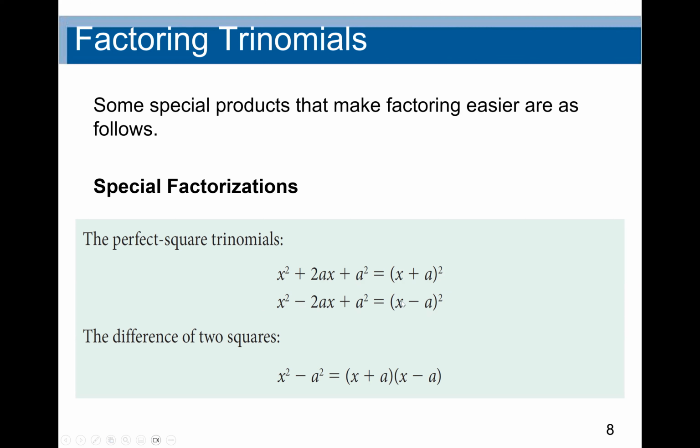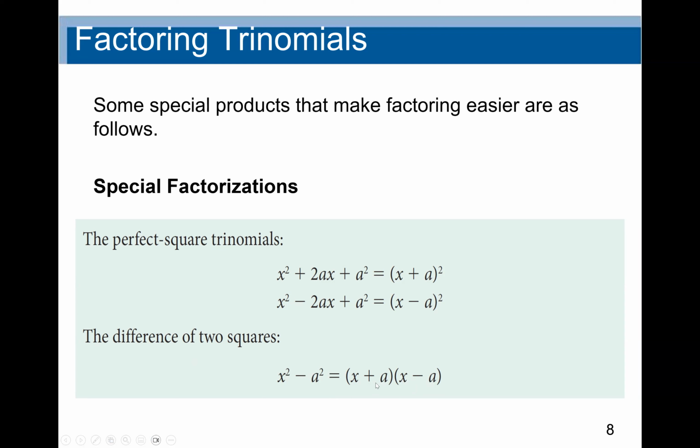Now, if you want to know if this is correct, we can just multiply x minus a times x minus a, and that will give us x squared minus 2ax plus a squared. Now, also, we have what we call the difference of two squares. So x squared minus a squared is the same as saying x plus a times x minus a. That's why it's called difference of two squares. Again, to prove it, multiply x plus a by x minus a, you will get x squared minus a squared.